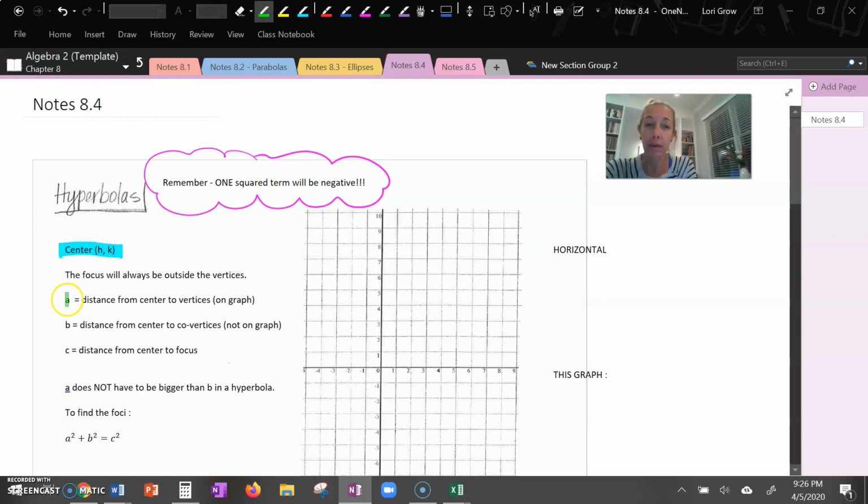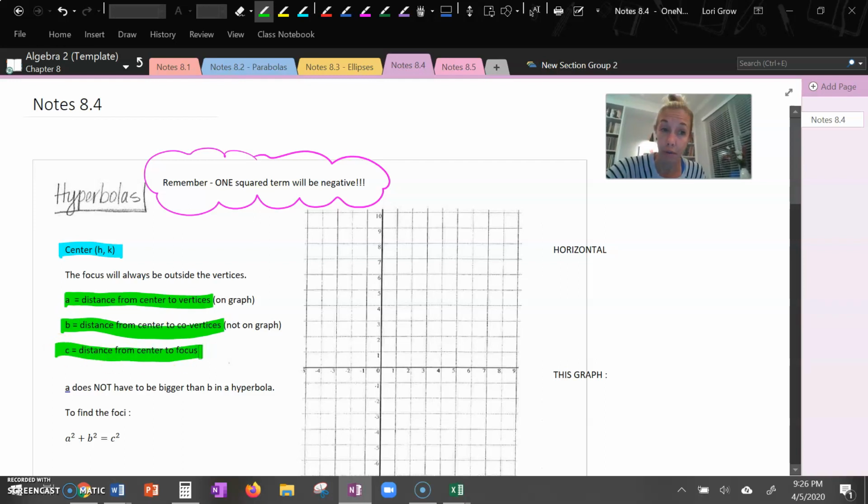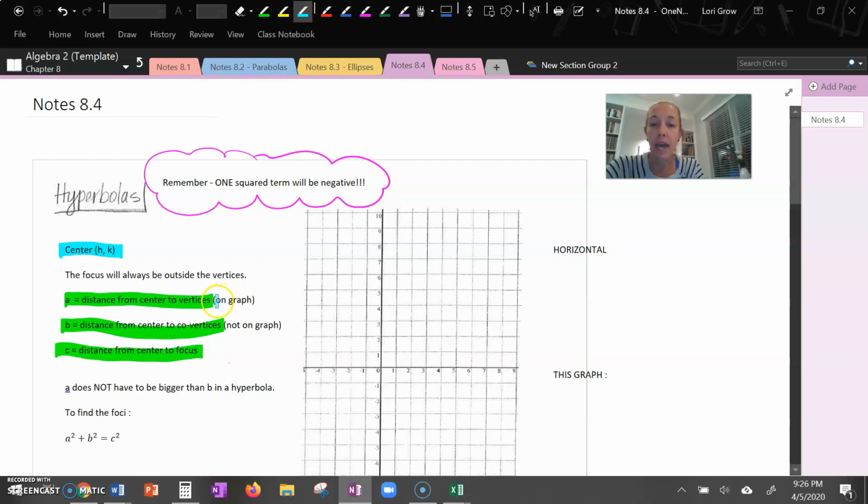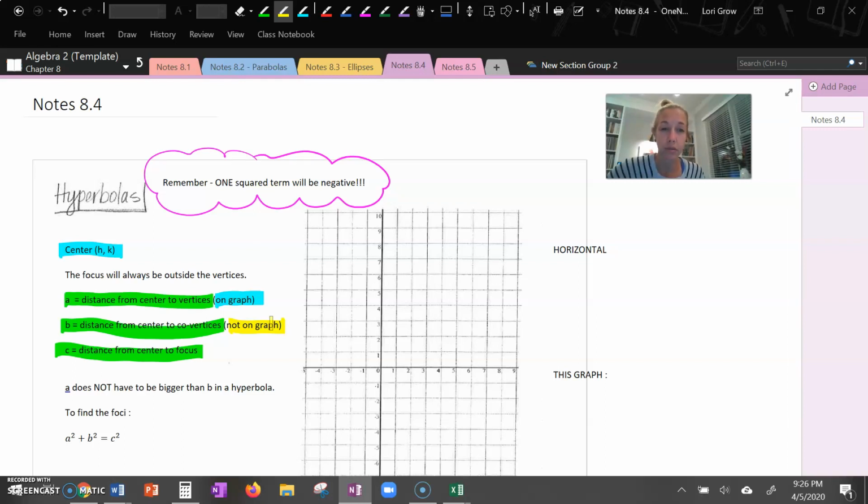A few other things that we've already learned from ellipses: a is the distance from the center to the vertices, b is the center to the co-vertices, and c is the distance from the center to the foci. Now, it's going to seem strange, but the vertices will be on the graph, and the co-vertices will not be on the graph. The co-vertices are still important, and you have to find them when you're getting ready to draw the graph. I'll show you that in a second, but the graph will not actually go through the co-vertices.